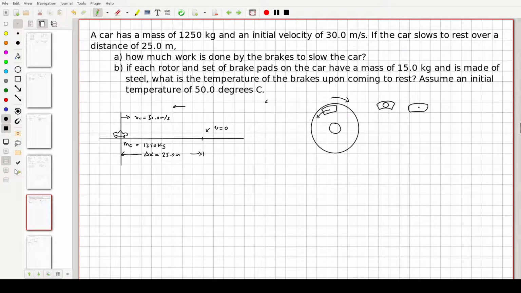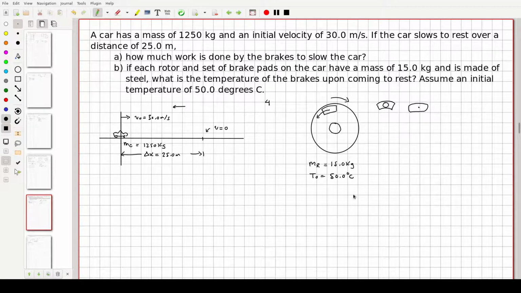There are 4 rotors in the car, we're going to assume. Most cars have 4 rotors. Older cars have 2 rotors and 2 what are called brake drums that sit in the back. Okay? Now each rotor and caliper, which I'll call a brake, has a mass of 15.0 kilograms. Now, we're going to assume that their initial temperatures are all 50.0 degrees Celsius.